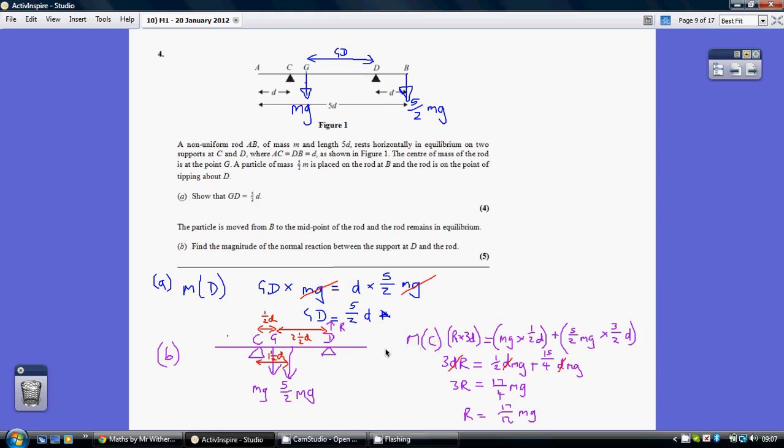So the moments about C: in the anticlockwise direction we've got the distance CD, which is 3d. Okay, so that's a half d plus 2.5d, so 3d times R, so that's the moments on the left-hand side, and our clockwise moments are mg times half a d and 5/2 mg times 1.5d, which I've done over here. Now all three terms have d in common, so that cancels, and gathering up our right-hand side lots of mg, we get 17/4 lots of mg equaling 3R. Divide through by 3, we get R equaling 17/12 mg.